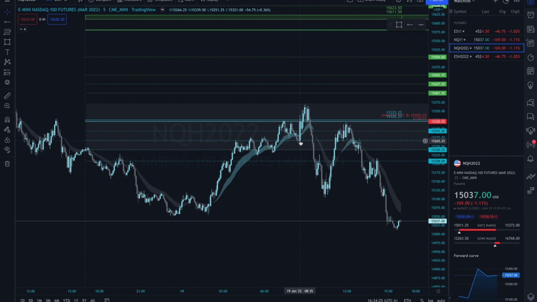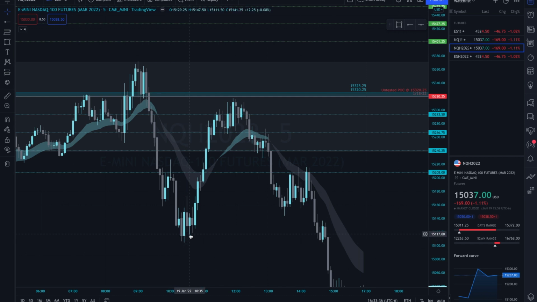right at open you can see that we just kind of ripped. Big old candle, buyers coming in, came all the way up to yesterday's value area high, and then we just completely dumped from then on. And it was basically just one massive sell-off.